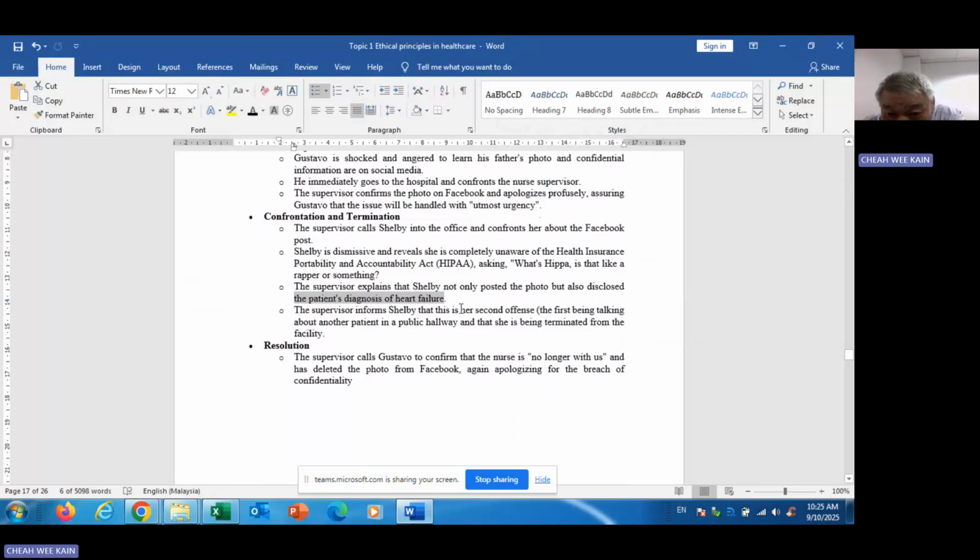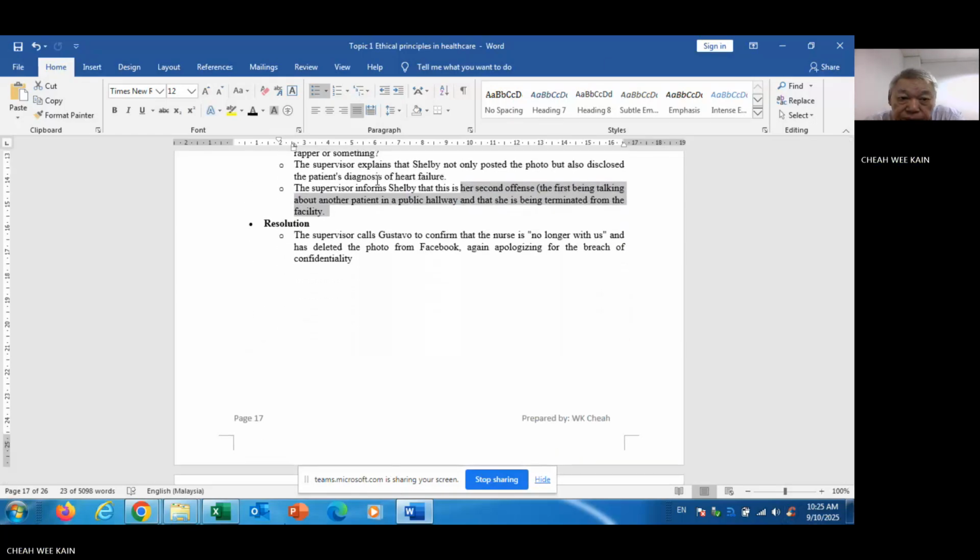Okay, so this is her second offense. The first was talking about another patient in the public hallway, and she has been terminated from the facility. That's the result. You get terminated. Now, what about the nurse? Can the nurse go and sue the hospital for reinstatement of the position? Yeah, but most likely she will lose, because there's a law here.